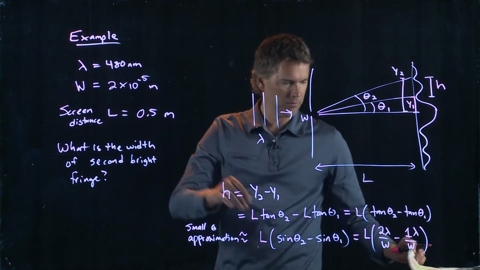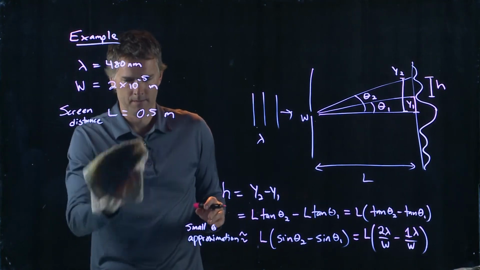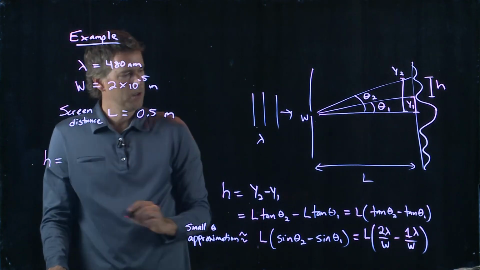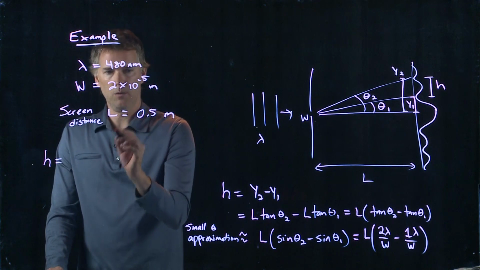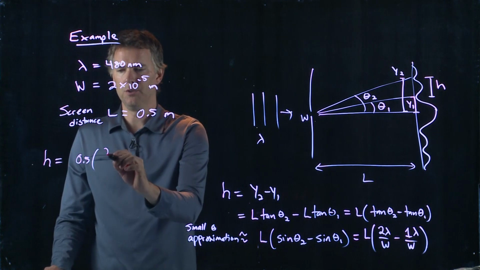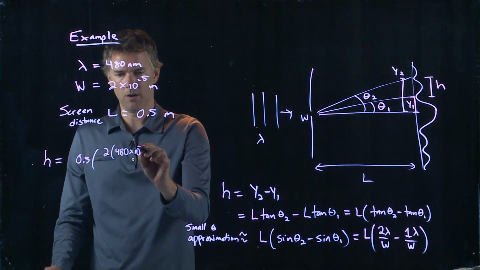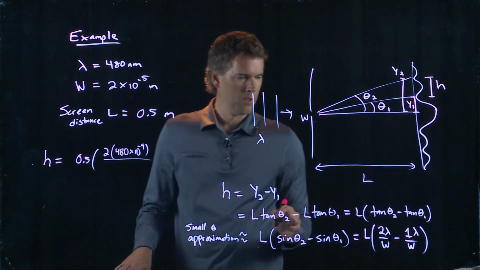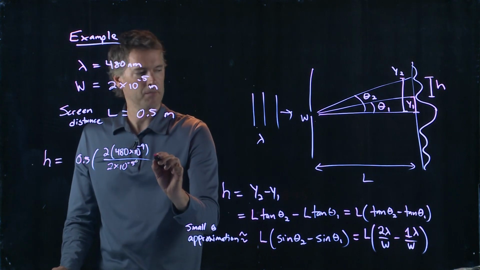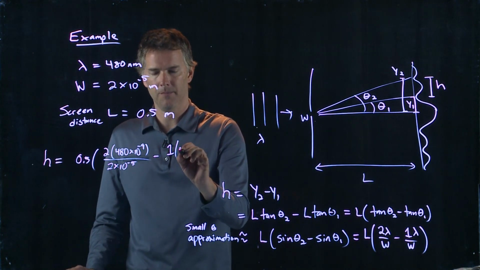Okay, and now we have all those numbers and we can plug it in and try it. So we get H is equal to L, which we said is 0.5 meters. We have 2 times lambda, which was 480 nanometers. Nano is 10 to the minus 9. We have to divide by W, which we said was 2 times 10 to the minus 5 meters. And then we're going to subtract 1 lambda over W.